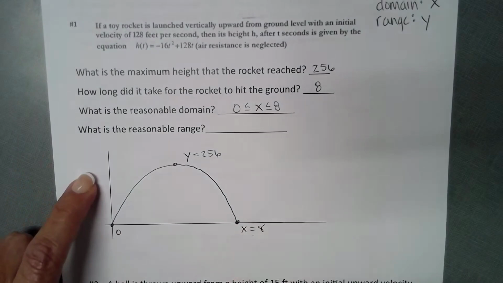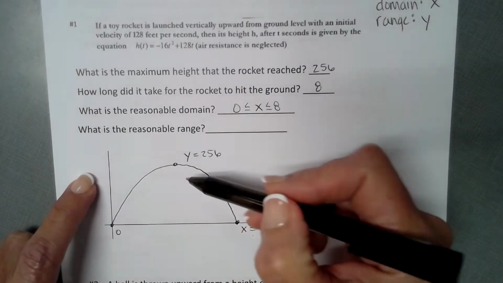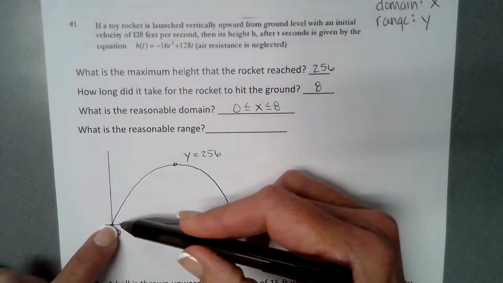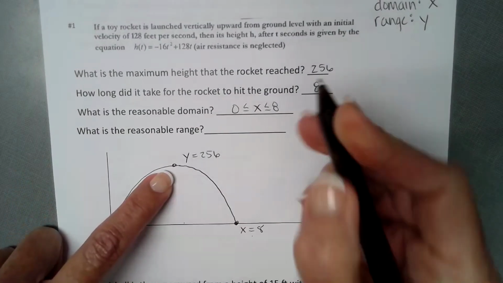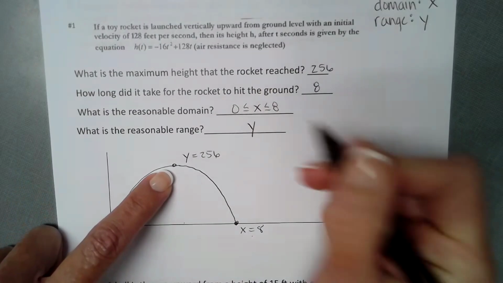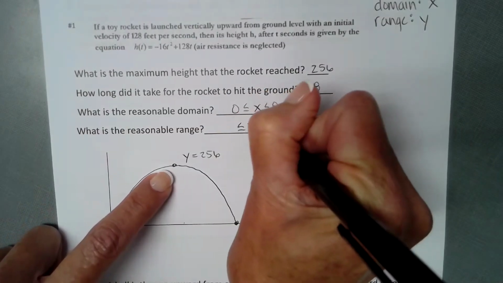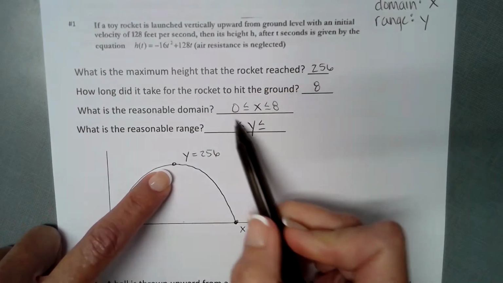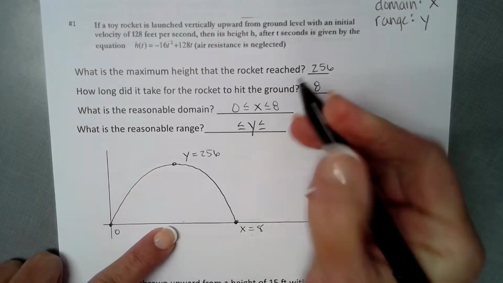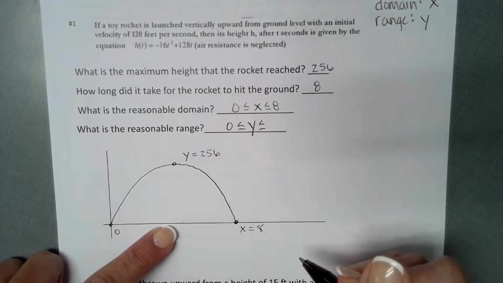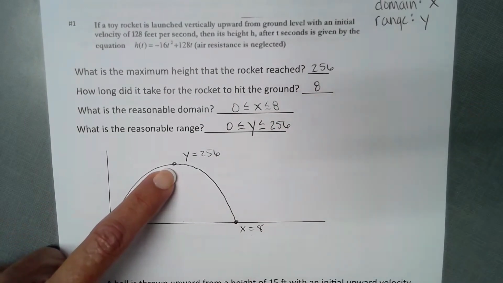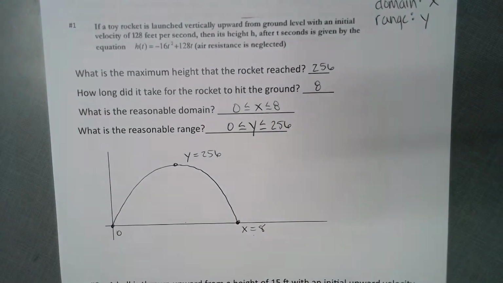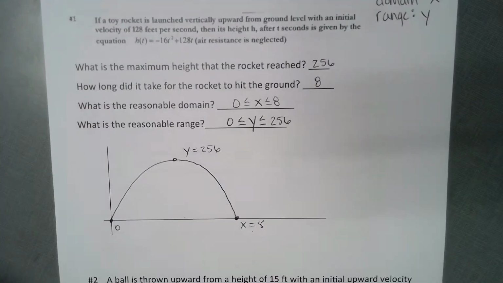Your reasonable range, okay, remember range is the y's. The ground is 0, and then the maximum height was 256. We need a y here, and we need your in-between statement. These are always less than signs. Small number would be ground, which is 0 height. Highest is 256 feet, I believe. Yep. So there's reasonable domain and range.